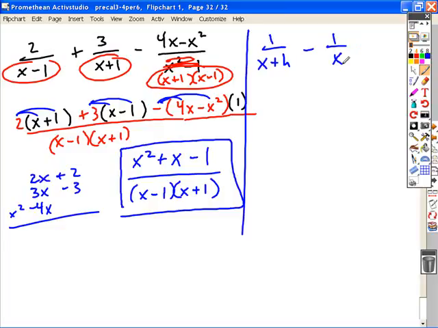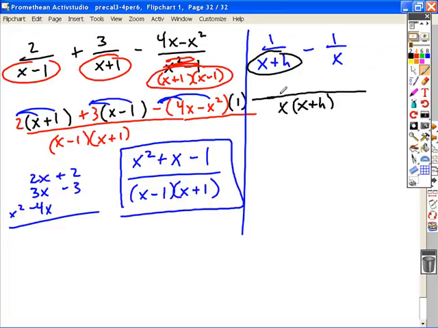All right, let's take a look at this problem. So once again, step 1, factor it. The denominators are already factored. So we can jump to step 2. Step 2 is combine into a single fraction. So we have to have a factor of x plus h and a factor of x.